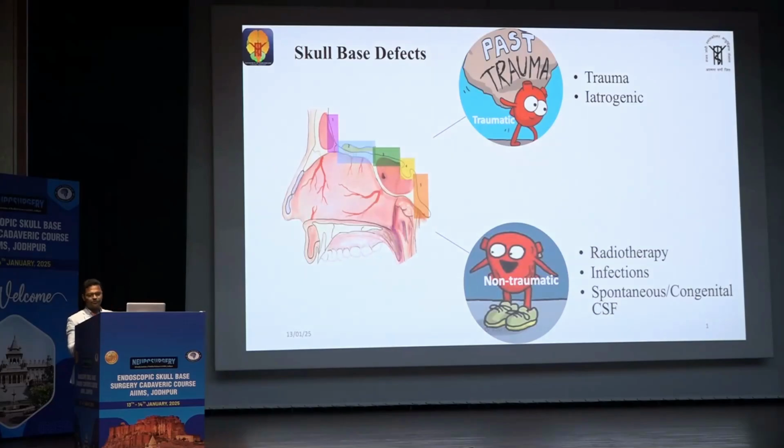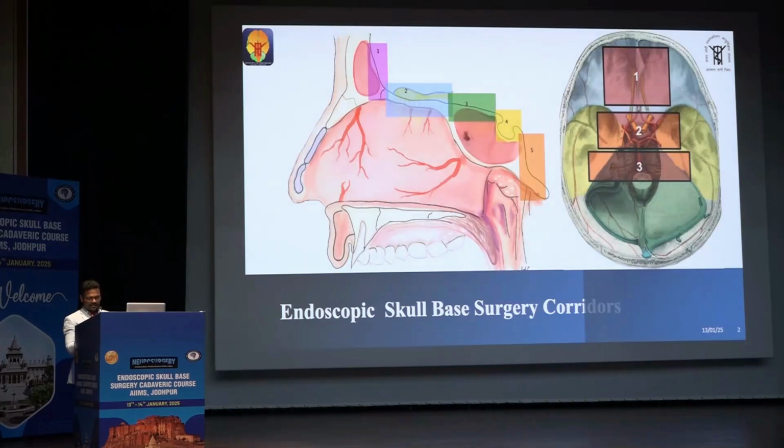The skull base defects usually happen due to trauma, iatrogenic causes, or sometimes non-traumatic causes like radiotherapy, infections, and congenital or spontaneous CSF leaks. The skull base defects, how do we get them? In the sagittal corridor, from the frontal, cribriform, planum, sellar, or clival defects. In the coronal sections, you will get the orbital or supraorbital pathologies, the middle cranial fossa pathologies and the posterior skull base pathologies.